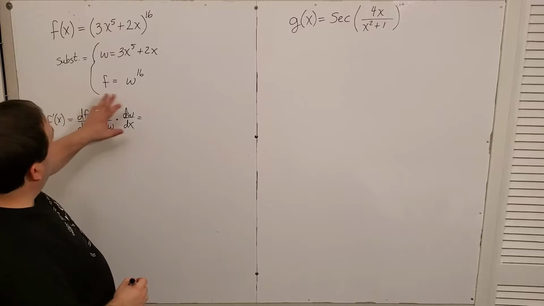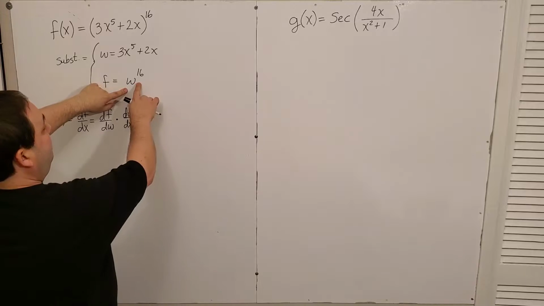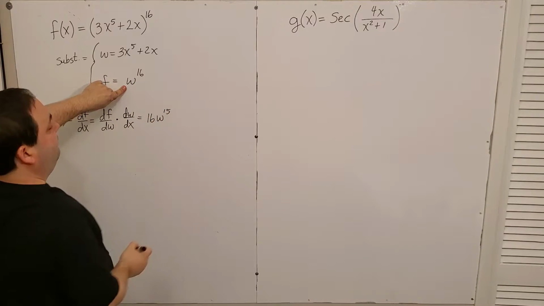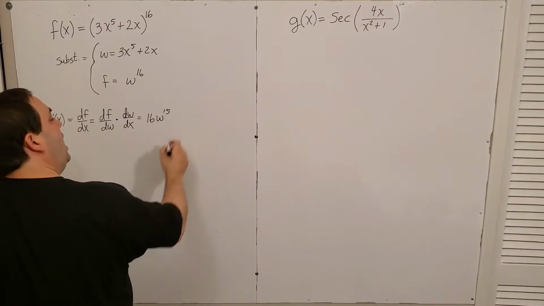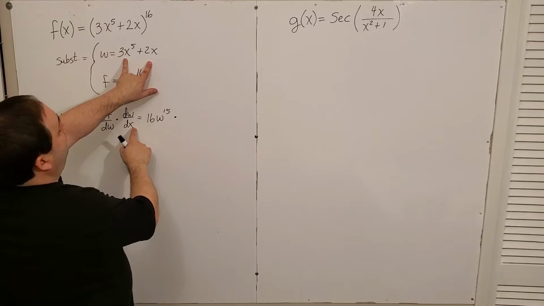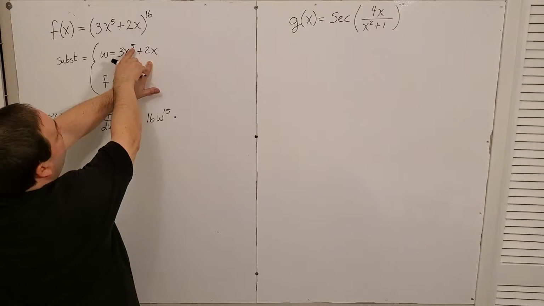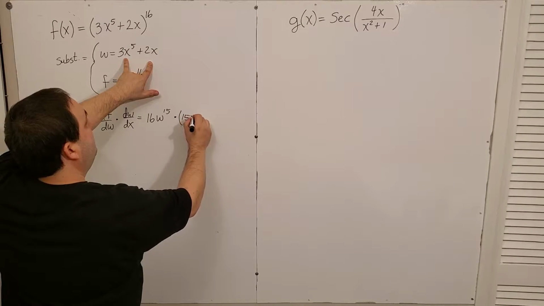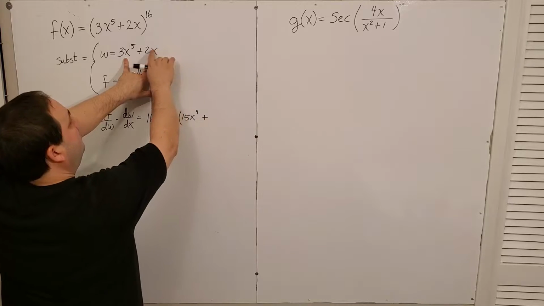So df/dw is the derivative here, f relating to w. That's just a power rule. 16w to the 15th power, right? Drop and subtract 1. Times dw/dx is the derivative here. I've got a couple of pieces added together. Both of them power rules though, right? So I drop the 5 and I'll get 15x to the 4th plus 2, right?